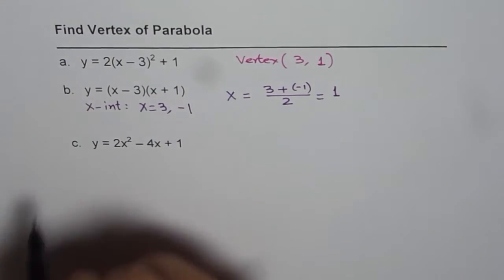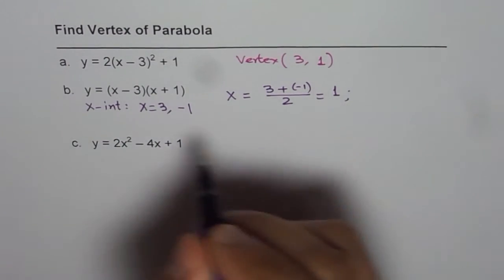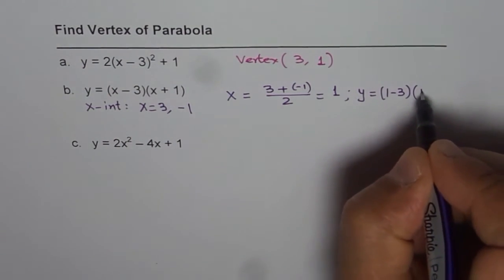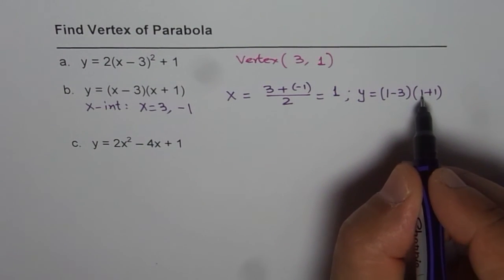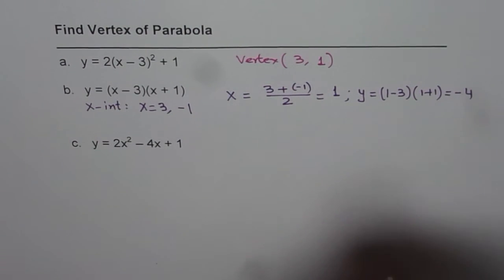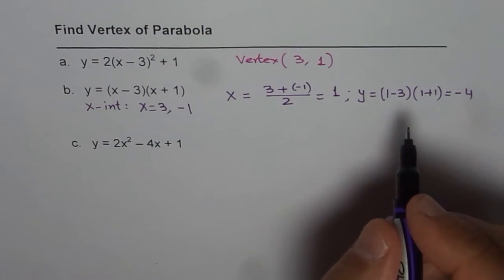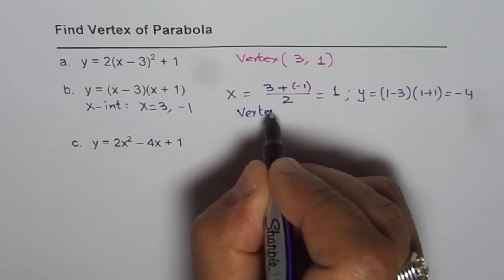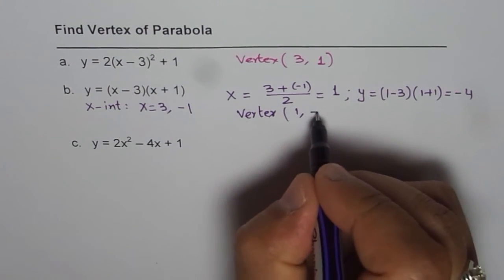To find the y value, we can substitute 1 in this equation. So we get y equals (1 minus 3) times (1 plus 1). 1 minus 3 is minus 2, and 1 plus 1 is 2. So that gives us minus 2 times 2, which is minus 4. Minus 4 is the y value, and therefore we get the vertex. So the vertex in this case is x value of 1 and y value of minus 4.